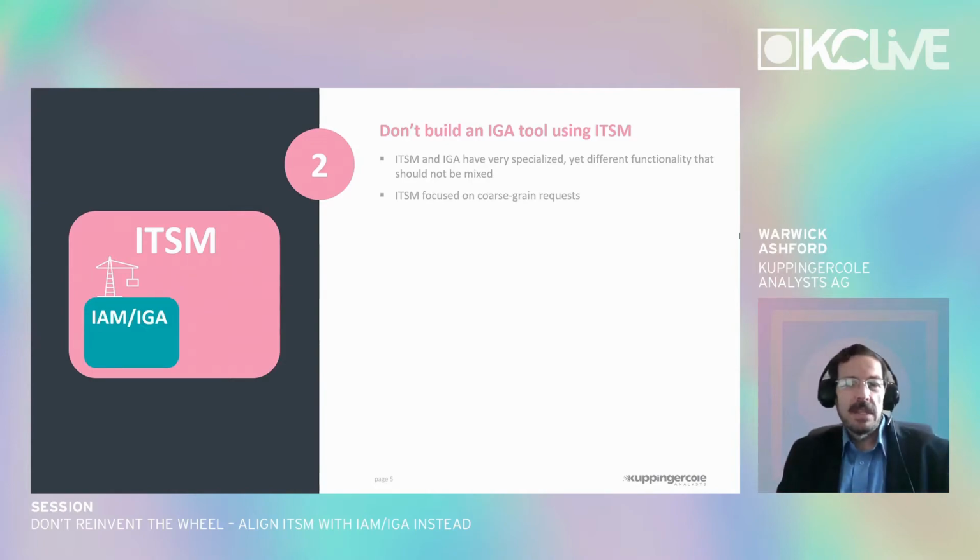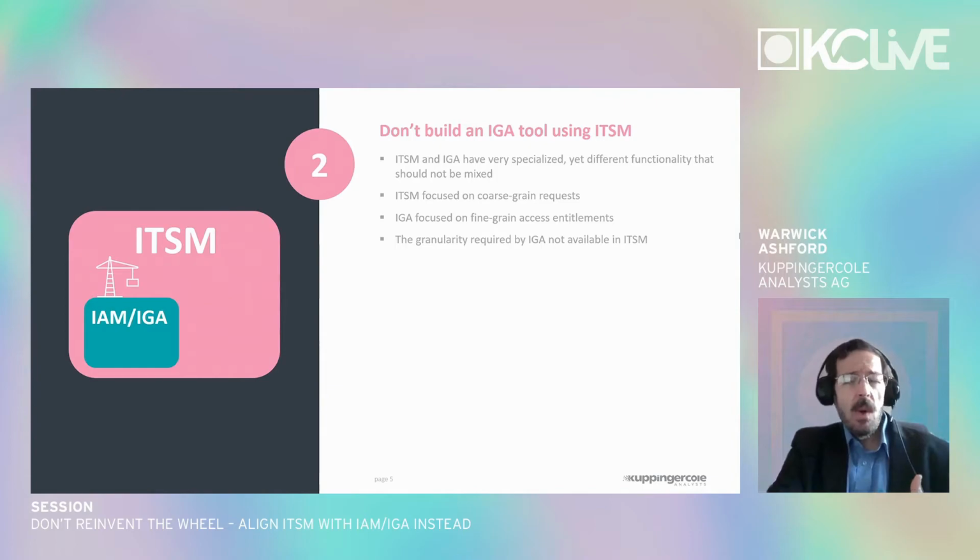In addition to some of the differences that we've already discussed, we can say that ITSM's main difference is that it focuses on coarse-grained requests. I need a new PC. I need a new application put on that PC. Whereas IGA is focused on more fine-grained access entitlements. And these have to take things into consideration like the identity, the membership of specific groups, roles, and things like segregation of duties controls. All these things are highly complex and are very difficult to build or recreate in ITSM. So in other words, the granularity required by IGA is simply not available in ITSM.